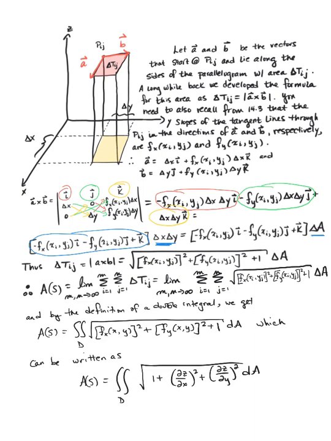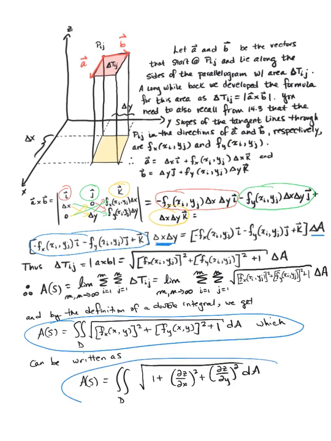So therefore, if we take the first part from the previous page, that's going to be equal to the limit of this part as m and n go to infinity of these sums. And then by the definition of the double integral, we get that the surface area is equal to this formula here. And then we can replace that with this. So that is where that formula comes from.